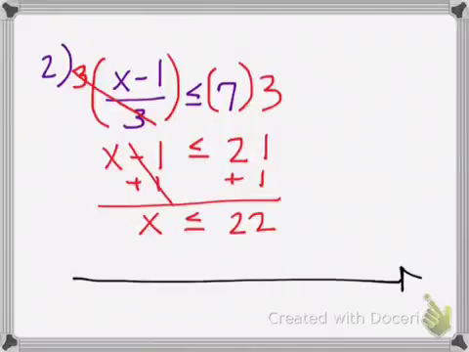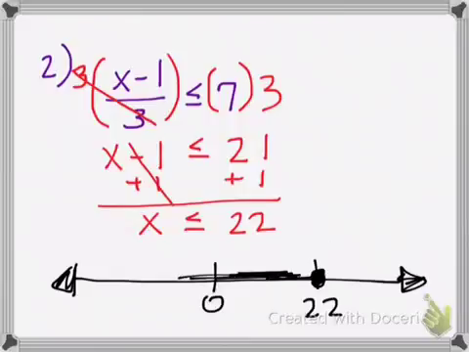So I sketch my number line, mark off 0, mark off 22, and since it's x is less than or equal to, I use a closed circle. Then it's saying any number that's 22 or less than that will be a solution to my inequality. So I shade in my number line everything to the left of 22.